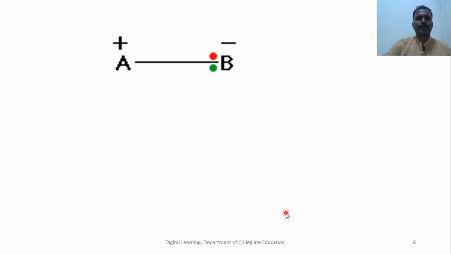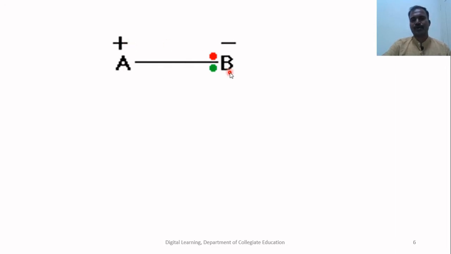Let me take one more example. Here a chemical bond is formed between A and B. If B is more electronegative when compared to A, then B has the tendency to drag the shared pair of electrons towards itself. As a result of this, B is going to have a negative charge and A is going to have a positive charge.